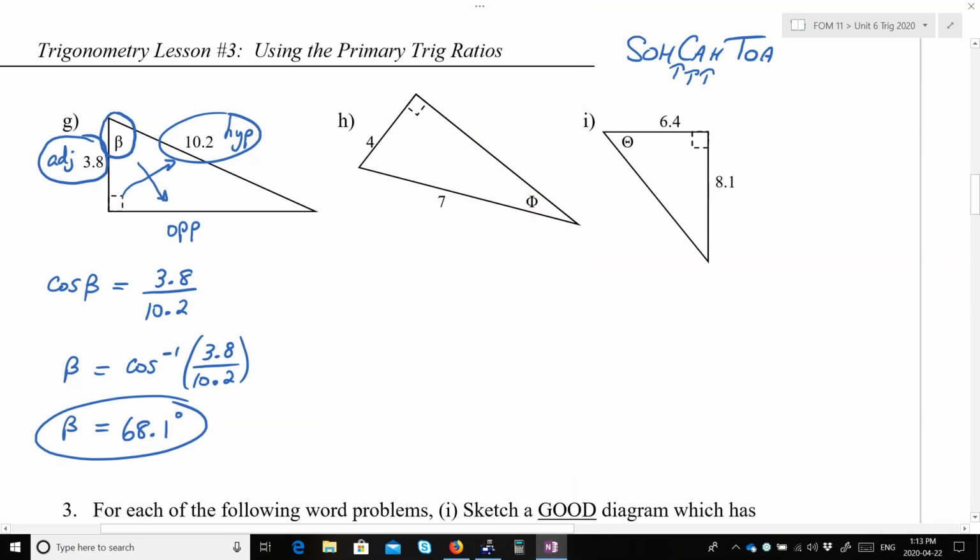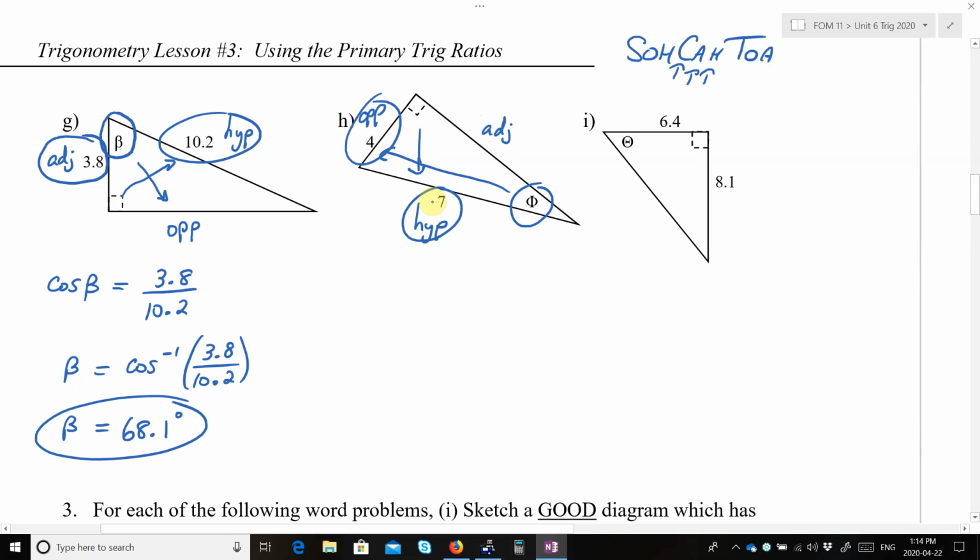All right, letter H. This time we're trying to find that angle there. I can't remember the name of that Greek letter. I think it's phi. Right across from the angle is the opposite side. Across from the 90 degrees is the hypotenuse, and those are the two that we have. So we're going to be dealing with opposite and hypotenuse. This remaining side is adjacent, but we don't know what it is.